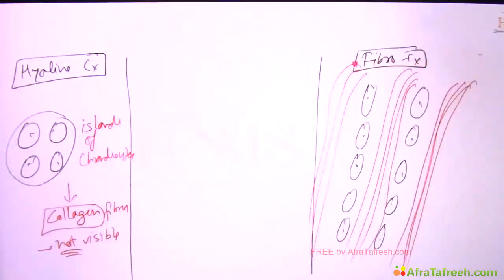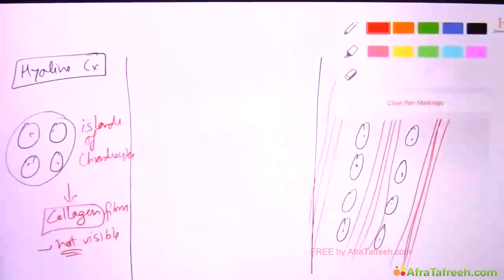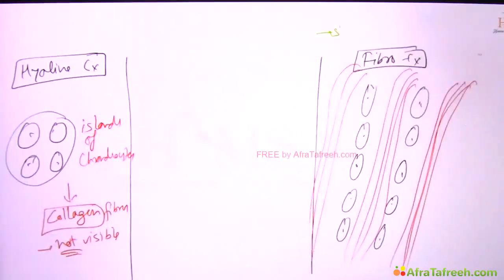Where do you see fibrocartilage? Fibrocartilage, we see it as a shock absorber. Yeah, shock absorber, but where do you see it? Between bones and the joints. And where do you see hyaline cartilage? This is the most common type of cartilage. It is present almost everywhere in the body.